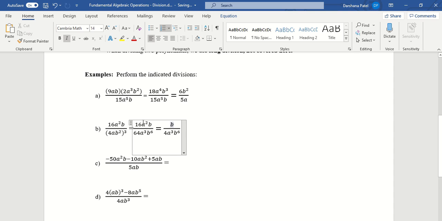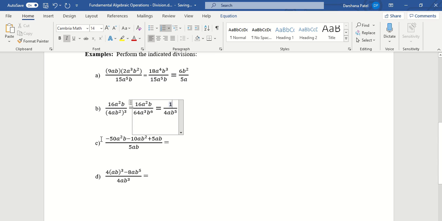Or think about it: a square means a times a, a cube means a times a times a, so a square reduces, giving us just a in the denominator. Okay. Similarly for b, we have b and b to the power of 6, giving us only b to the 5 in the denominator, and b is gone from the numerator. Because the numerator does not have anything, it will have a 1 there. Okay.